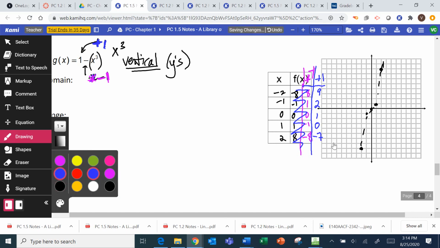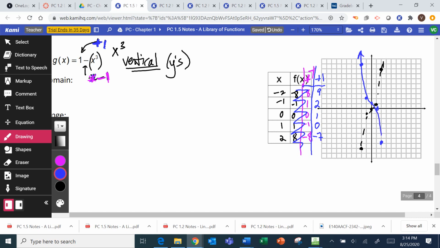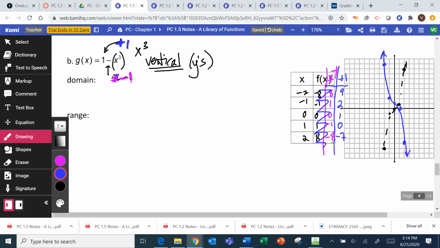So now the new one is reflected, and it is up 1 more. So we've got -2, 9, -1, 2, 0, 1, 1, 0, and then 2, -7. So you can see that this graph is reflected, and from that point of inflection in the middle, it is moved up 1 unit. Now, for domain and range, cubics are always the same. Domain and range are both all real numbers every single time. There's no restrictions on that.